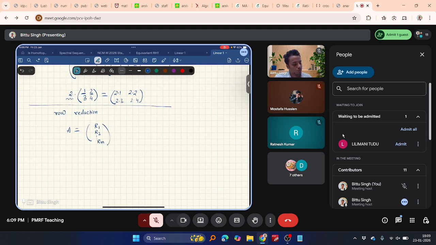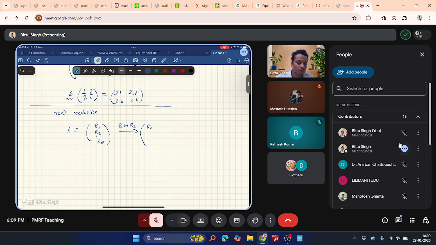Now what will be row reduction? We can perform some operations. For example, we can exchange any two rows. So suppose the first two rows are exchanged. Let me denote the operation by this exchange notation. R1 and R2, those are exchanged. So it will look like R2, R1, and everything else remains fixed.